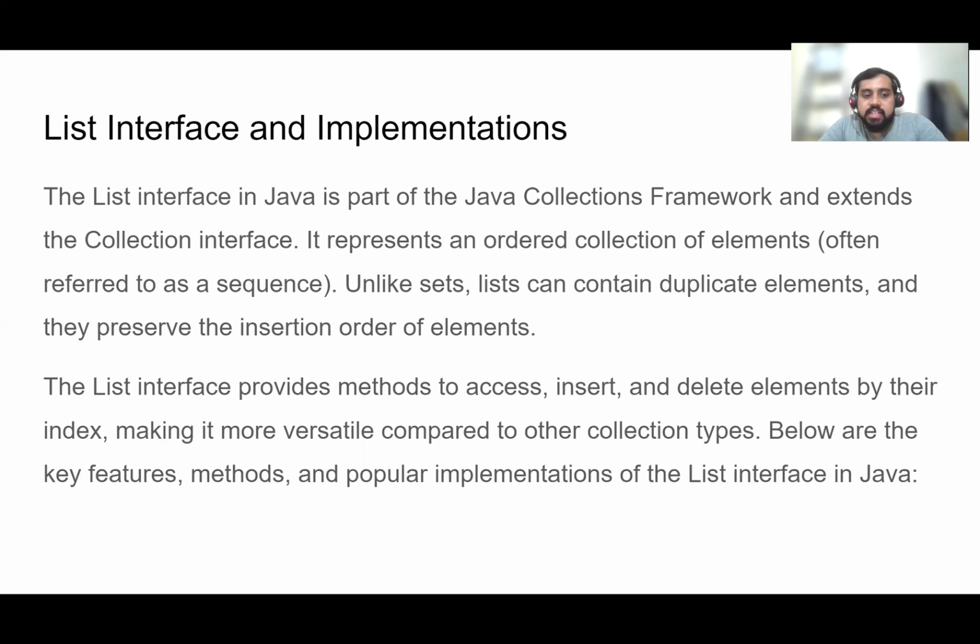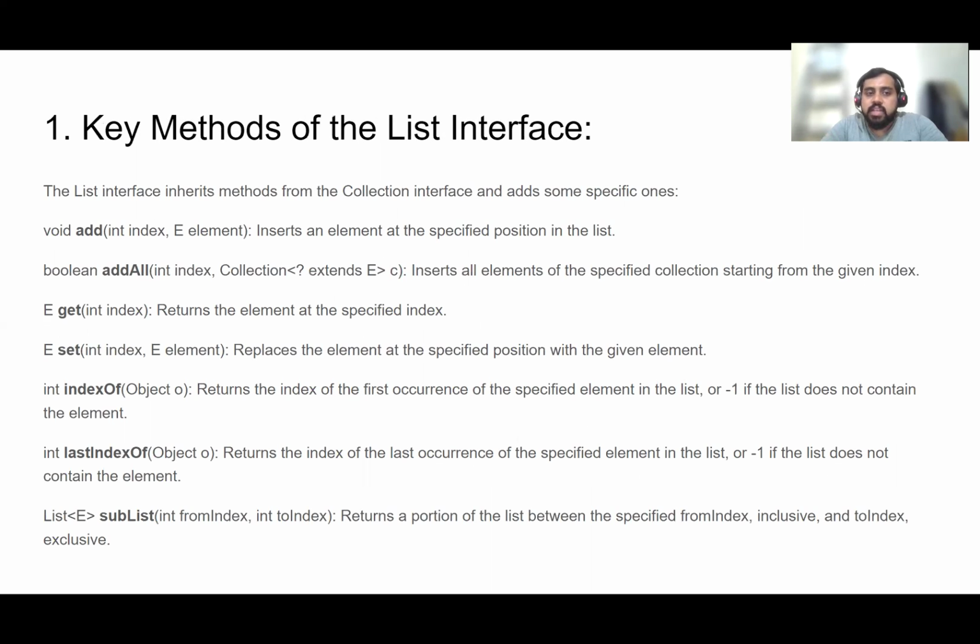The list interface provides generic methods to access, insert, or delete elements by their index, making it more versatile compared to other types of collection. So the most used concept in the collection framework is the list only. Below are the key features, methods, and implementation of the list interface in Java. Let's see. First, we'll see what all methods are available in the list interface.